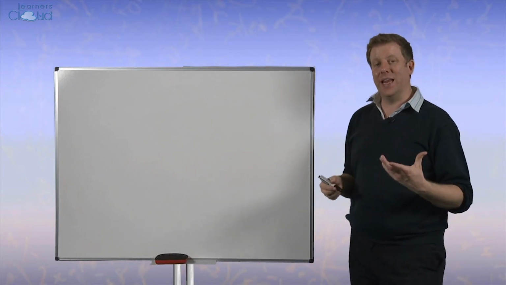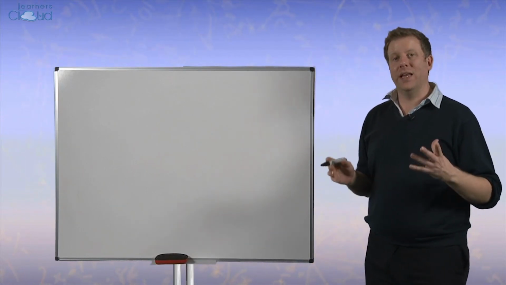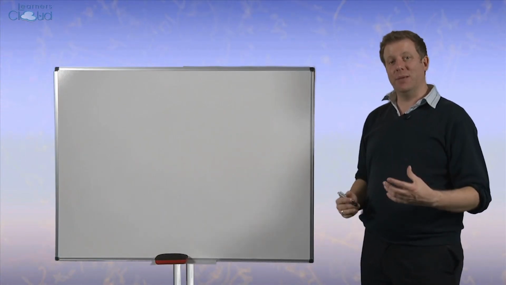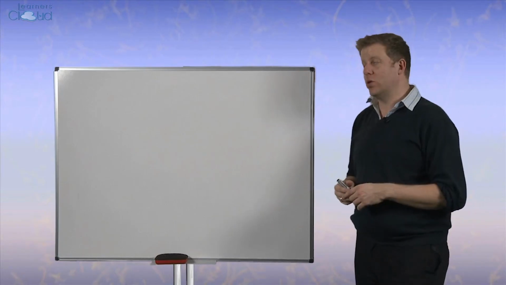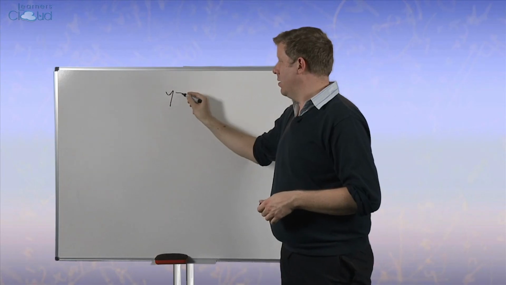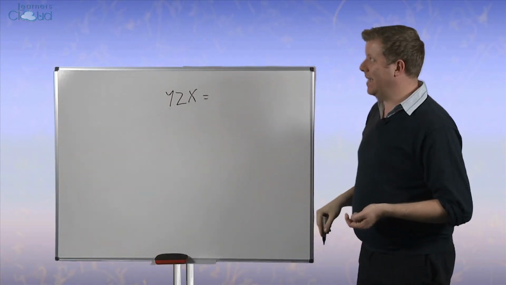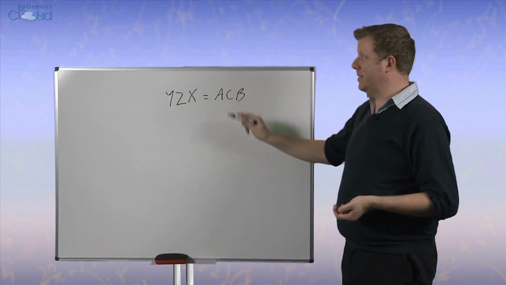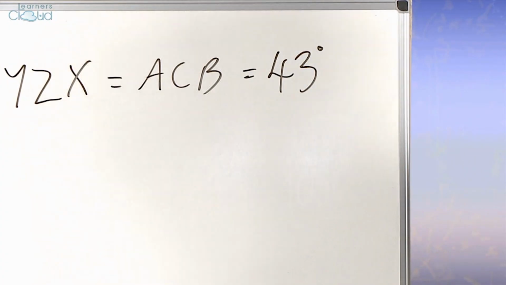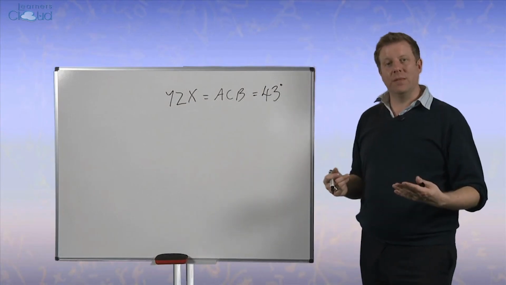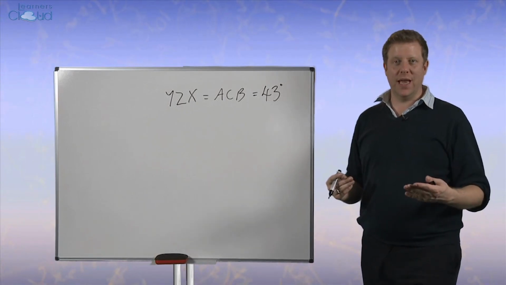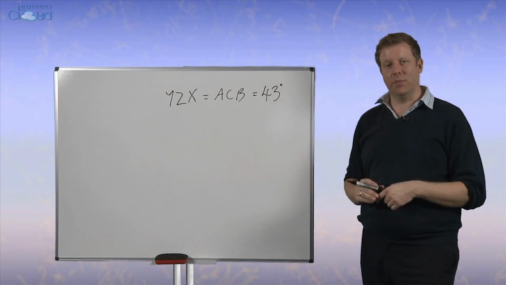Now, before we can calculate anything to do with the sides of the triangle, we're going to need to know how much bigger one is than the other. But the important thing to know here is that in similar shapes, the angles are always the same. So to calculate angle YZX, it's quite simply the same as angle ACB, which you can see in the diagram is 43 degrees. So don't make the mistake of thinking if a shape is double or 3 times the size, that therefore that's what happens to the angles. Angles always stay the same in similar shapes.